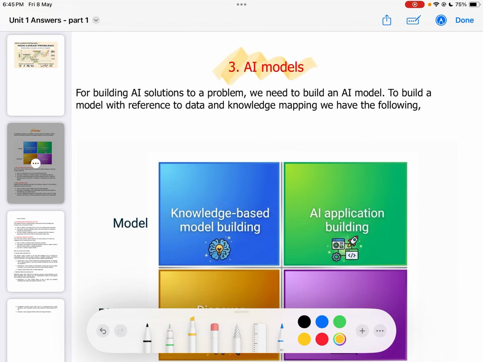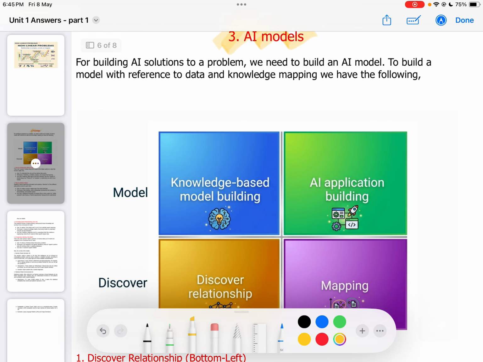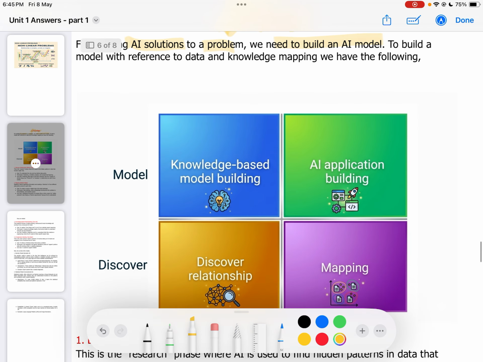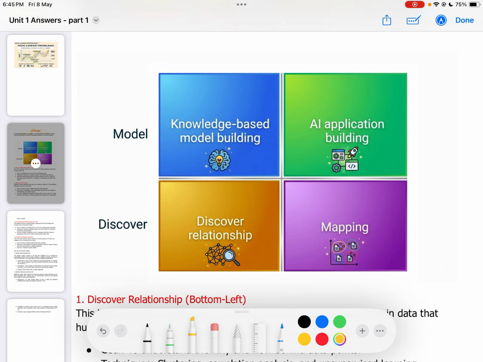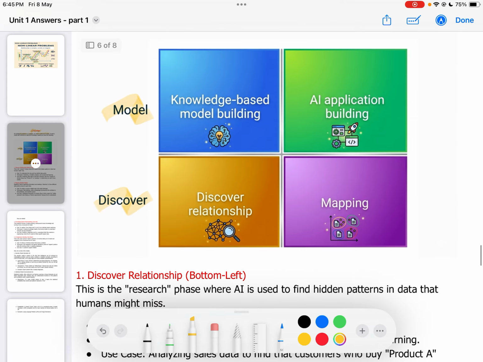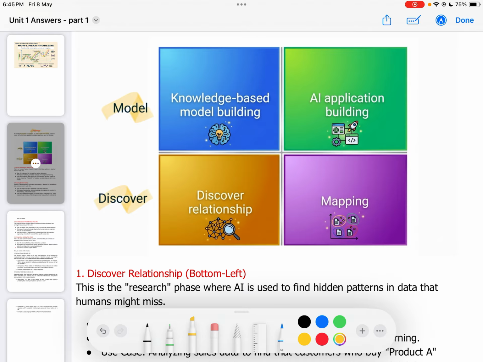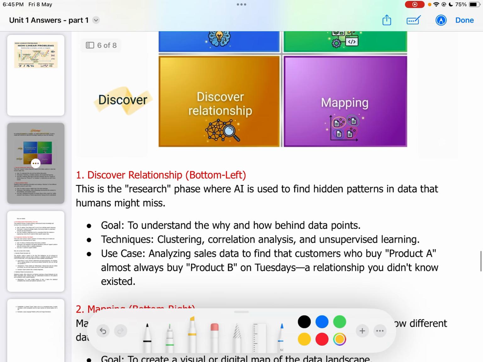This is AI models. So, for building an AI solution for a problem, we need to build a model. To build a model, we need to have data knowledge mapping. How is it done? Here, first we have a discover phase, then a model phase. One is discover relationship, second is mapping, third is knowledge based model building, fourth is application building. So let's look at it quickly.